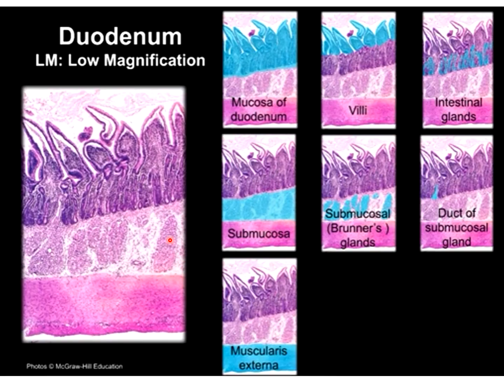And we're also going to find ducts of the submucosal glands pushing up into the mucosa layer there. And then we have this lowermost layer that is going to be the muscularis externa. And you can see that really thick circular layer and then the thinner longitudinal layer there.